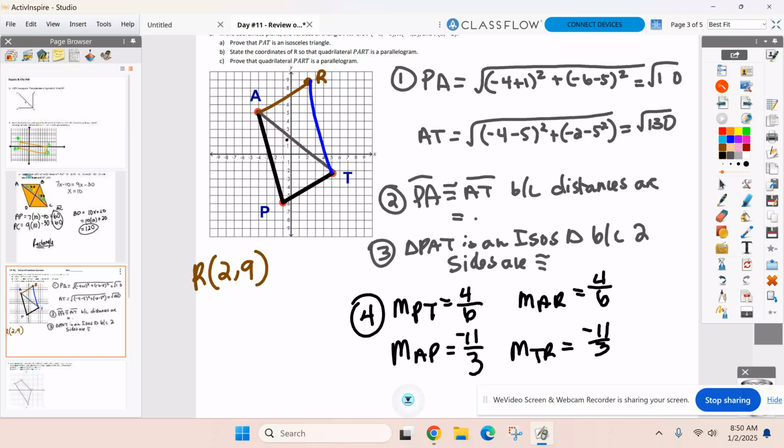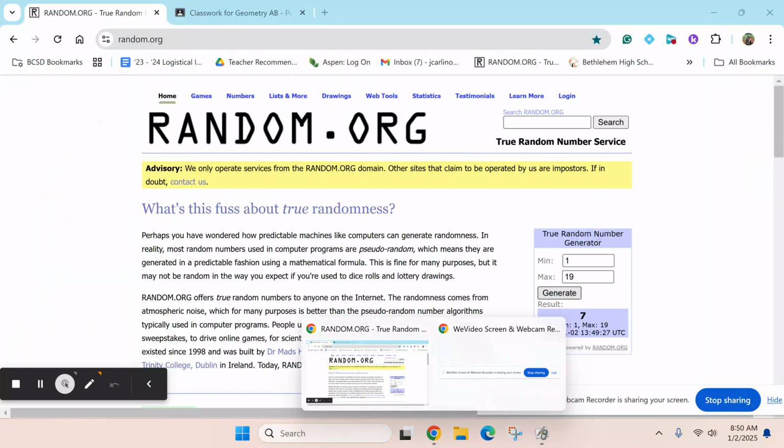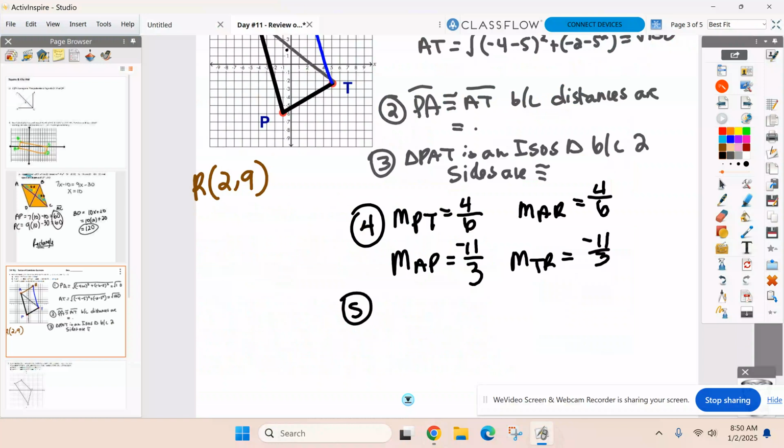All right, next up, anytime you use a formula, what did we just learn? Anytime you use slope, midpoint, distance, what did we just learn about those sides going up there? Those sides, Juliana, what did we just learn? They are parallel. So PT parallel to AR, and AP parallel to TR. Why'd you say they were parallel, Juliana? Because slopes are equal. Nice.